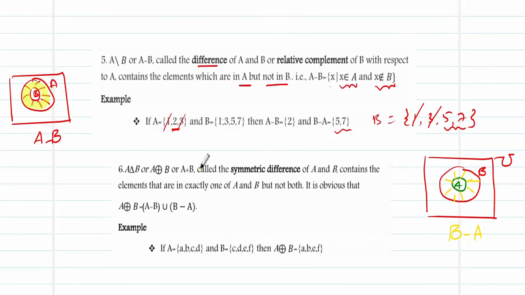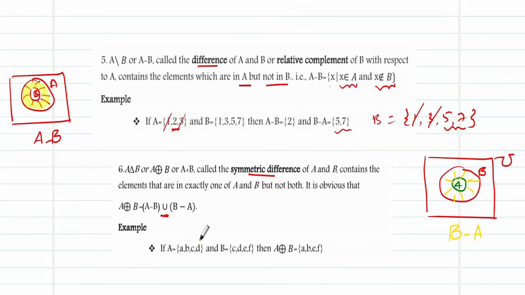Okay, next we move on to the last one called symmetric difference. What is meant by symmetric difference? It is going to be a combination of A minus B and B minus A, and then you take the union of both of them. So you write it with a plus symbol and then encircle it. So it is a combination of both A minus B and B minus A, the collection of elements that are either in A minus B or in B minus A.